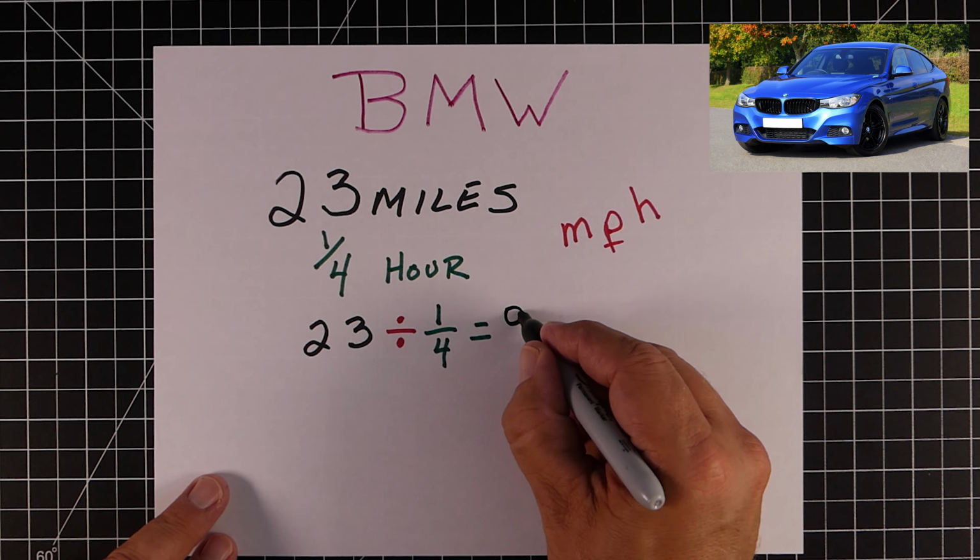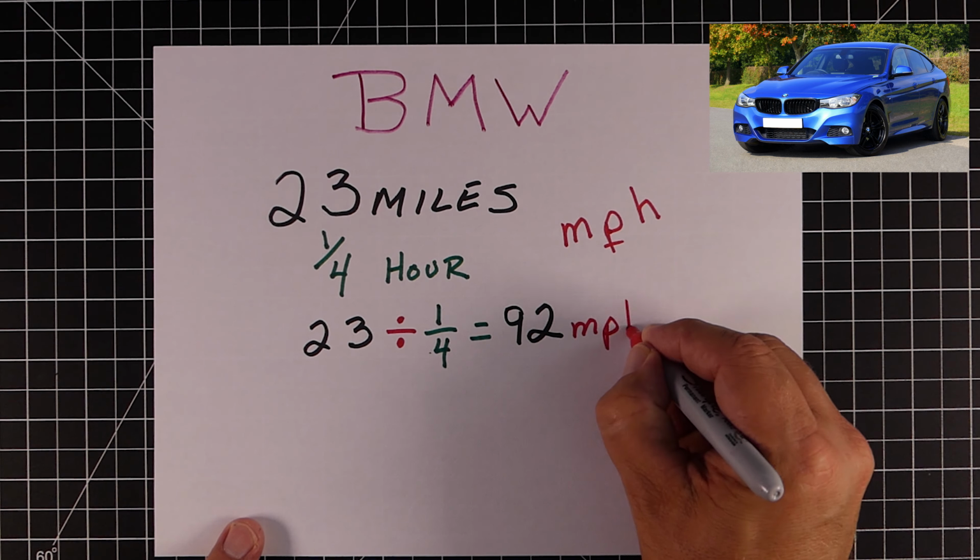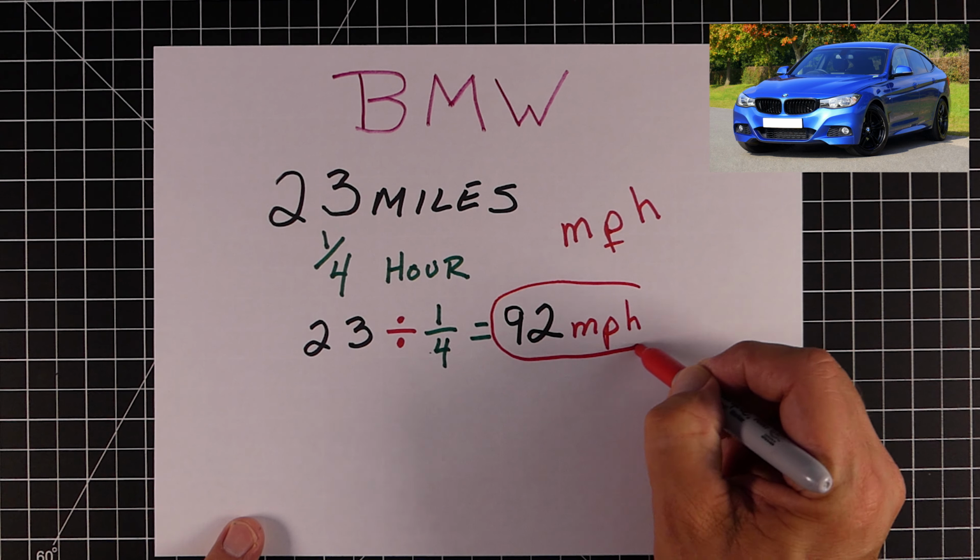So we would just go 23, which is the miles, divided by the fact that it's 1/4 of an hour, and we would get 92. So this car is traveling 92 miles per hour.